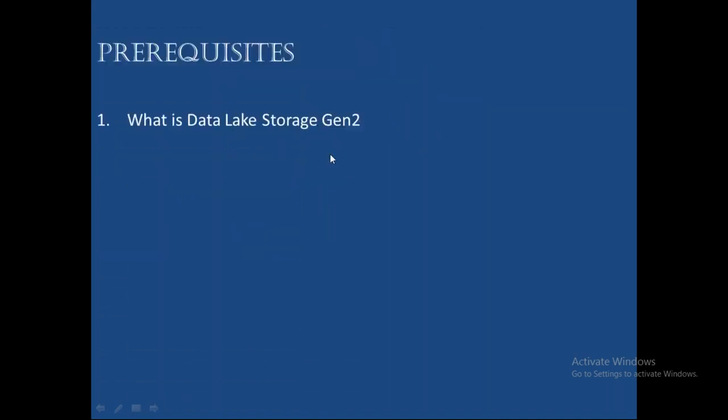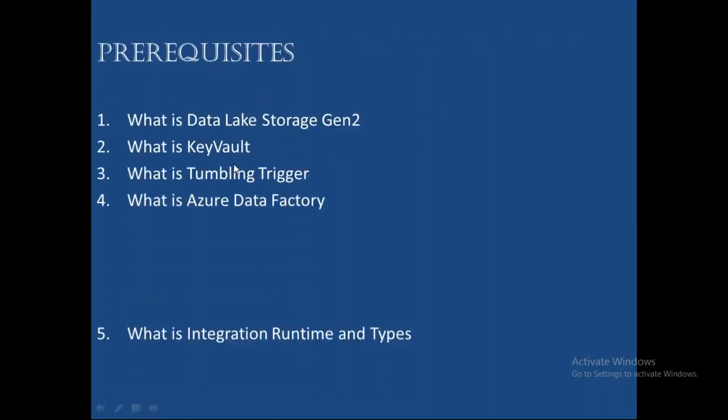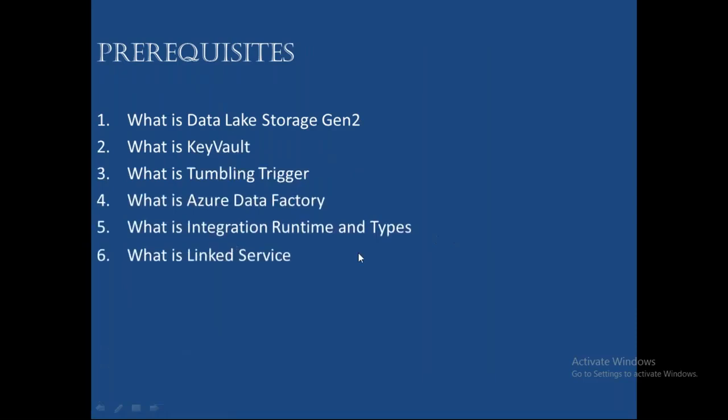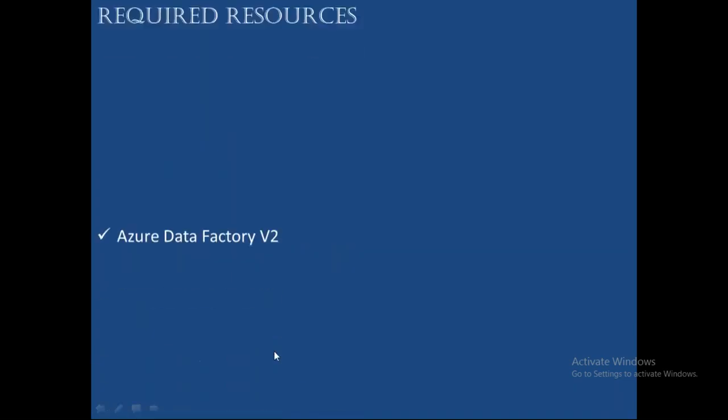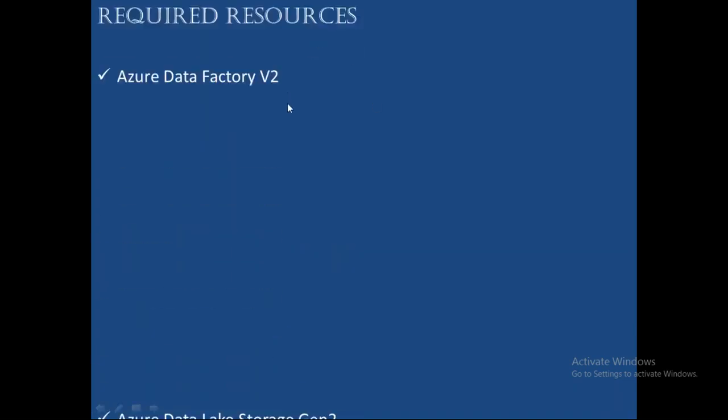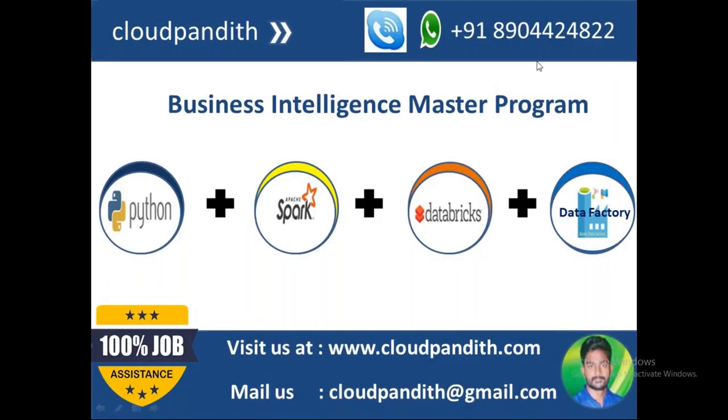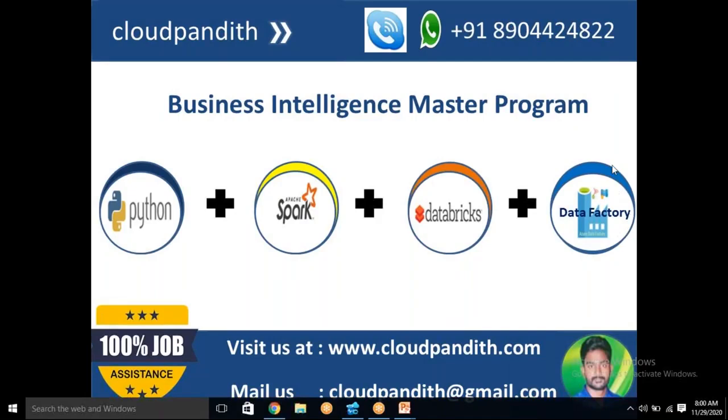Prerequisites: we should know what Data Lake Storage Gen2 is. We already discussed that. Key Vault, we know. Tumbling trigger, Azure Data Factory, integration runtime and its types, linked service, dataset, activities and pipelines. We talked about all those things. Let's go to the required resources. I need Data Factory v2, Azure Data Lake Storage Gen2, and Azure Key Vault. Those are the three services that I'm going to create now. Clear?